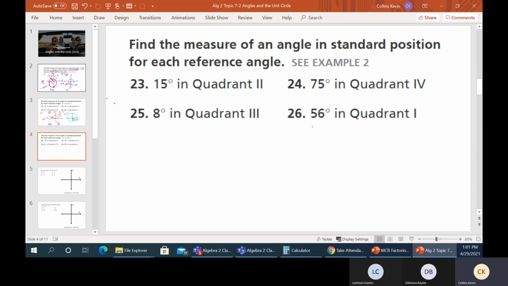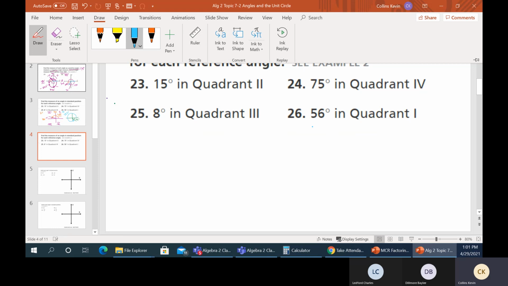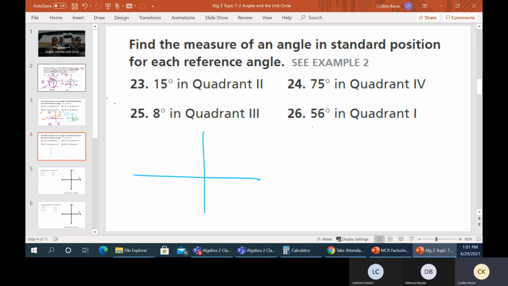All right, so this says 8 degrees into quadrant 3. So again, quadrant 3 is down here, and we're 8 degrees into it. Not drawing to scale, obviously. We'll call this 8 degrees. So what is the measure of this angle? Again, we start at the positive x-axis.